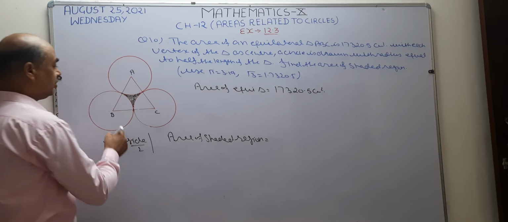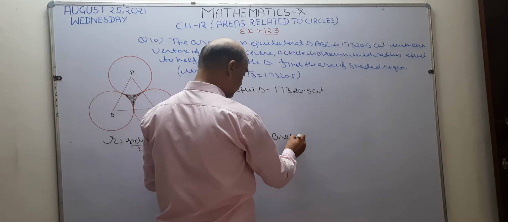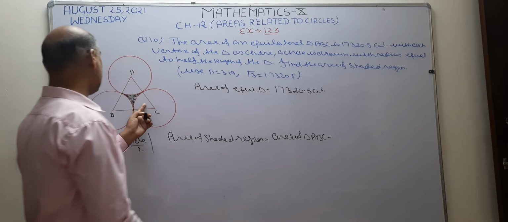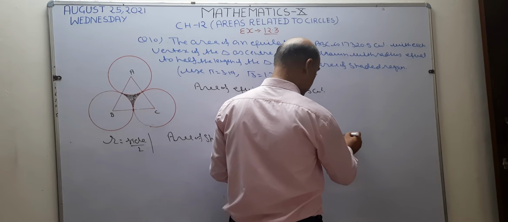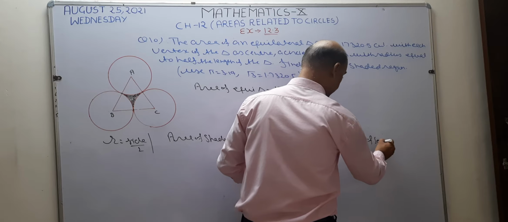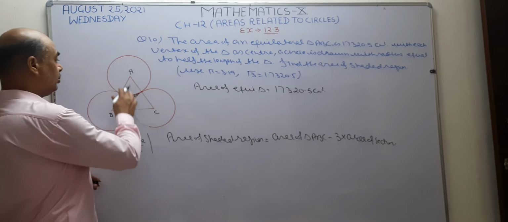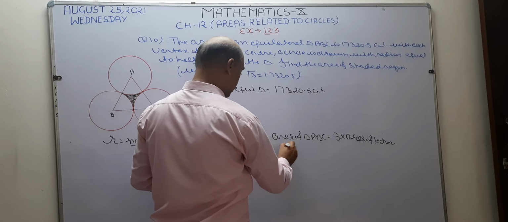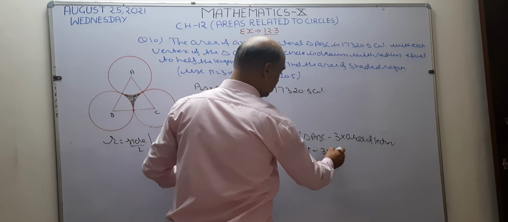So right here, area of shaded region. How do you find the area of shaded region? Area of this triangle ABC minus area of these three sectors. Right here, 3 times area of sector. Okay, in this way you are going to find the area of this shaded region. In this question, area of triangle is given. So use this value 17320.5 minus 3 times area of sector.